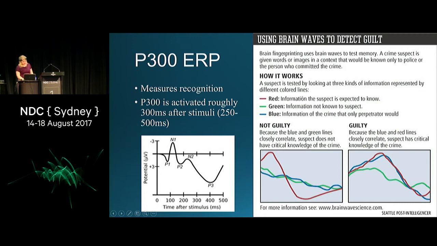This is the information the suspect is expected to know, information that should not be known to the suspect, and then information of the crime that only a perpetrator would know. And if they know stuff that is correlated to information that only the perpetrator would know, then maybe they're guilty, right? Kind of like, duh, right? It's a lot of pretty charts to say something pretty simple, but kind of cool.